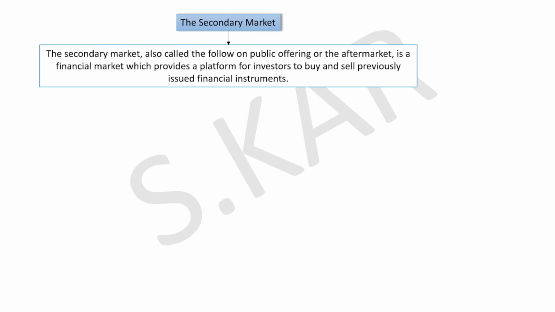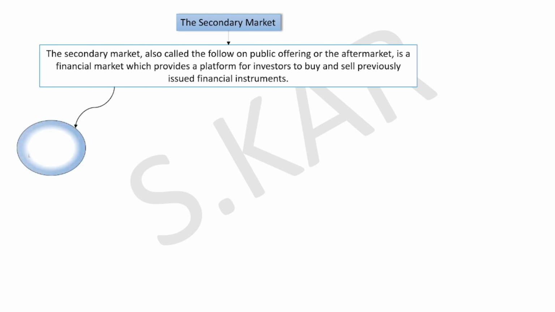The secondary market is a financial market which provides a platform for investors to buy and sell previously issued financial instruments. Now, when I say the term financial instruments, it doesn't only refer to shares of companies. It could be any other financial instruments also, like futures and options, the derivatives, and shares also. So the secondary market offers the platform for investors like us to trade in the financial instruments.